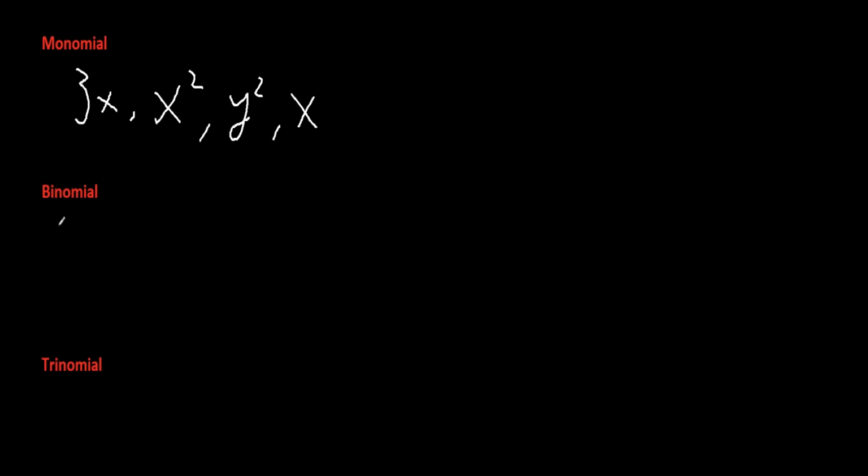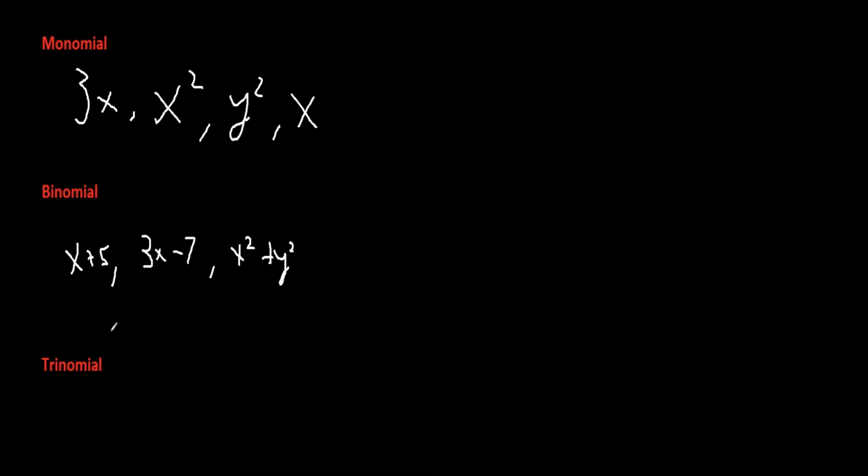With a binomial, this is a polynomial that has two terms. So it could be x plus 5, where our first term is x and our second term is 5. We could have something like 3x minus 7, where our first term is 3x and our second term is negative 7. Or we could have something like x squared plus y squared, where first term is x squared and the second term is y squared.